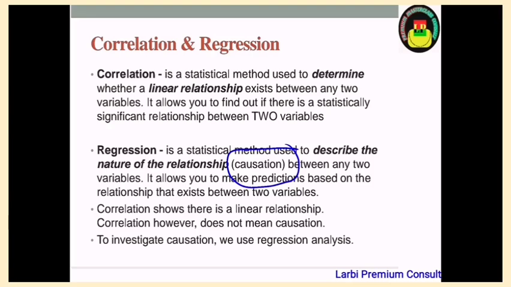So in correlation, there is a linear relationship. Please take note of these terms. In correlation, there is a linear relationship. However, correlation does not mean causation. Take note, please. All right. So to investigate causation, we use what we call a regression analysis. And it even helps us make some predictions.